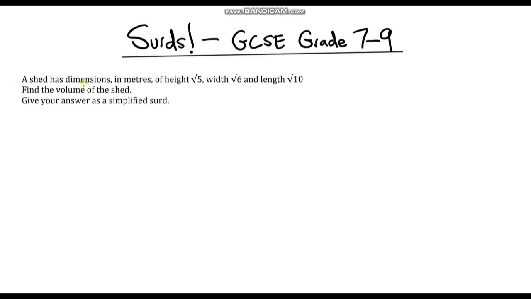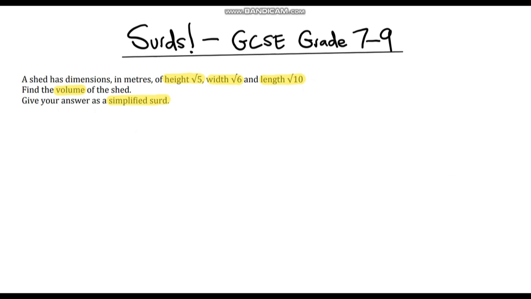So this first question is a non-calculator question. A shed has dimensions in meters of height √5, width √6 and length √10. We need to find the volume of the shed and give your answer as a simplified surd.